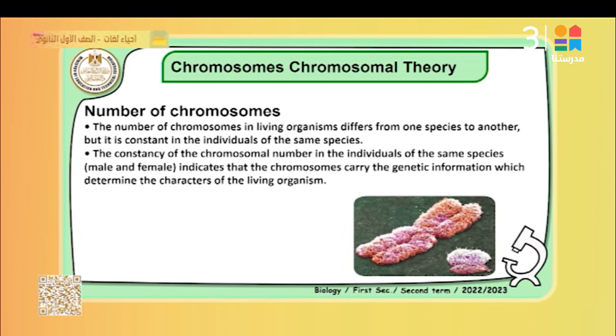The constancy of the chromosome number in individuals of the same species, male and female, indicates that the chromosomes carry the genetic information which determines the characteristics of the living organism. There is a difference between males and females. Why? Because the sex chromosomes, which come in pair number 23 in both male and female, carry the genetic information that differentiates between male and female, right? Okay, that's right.